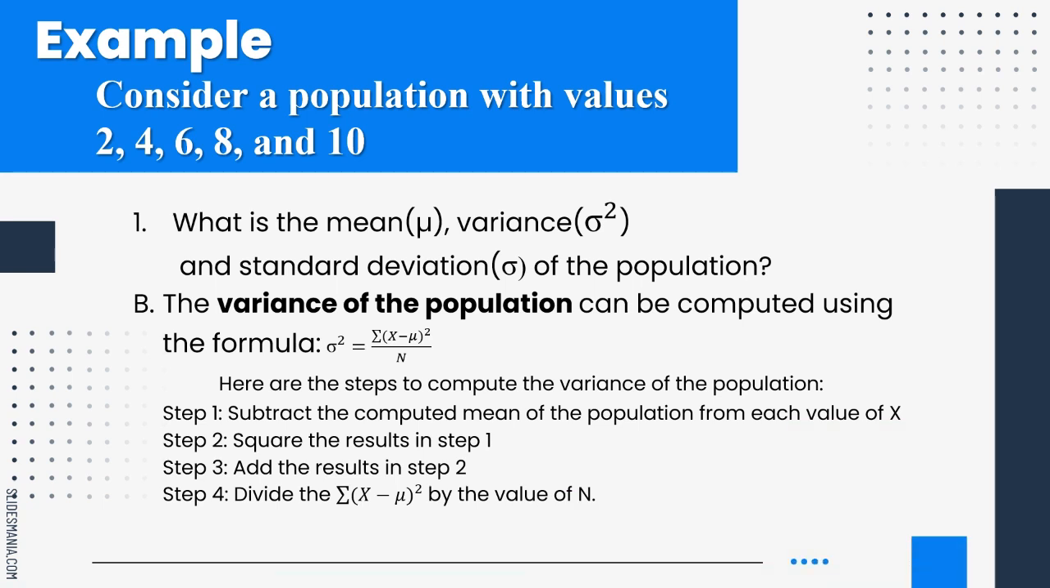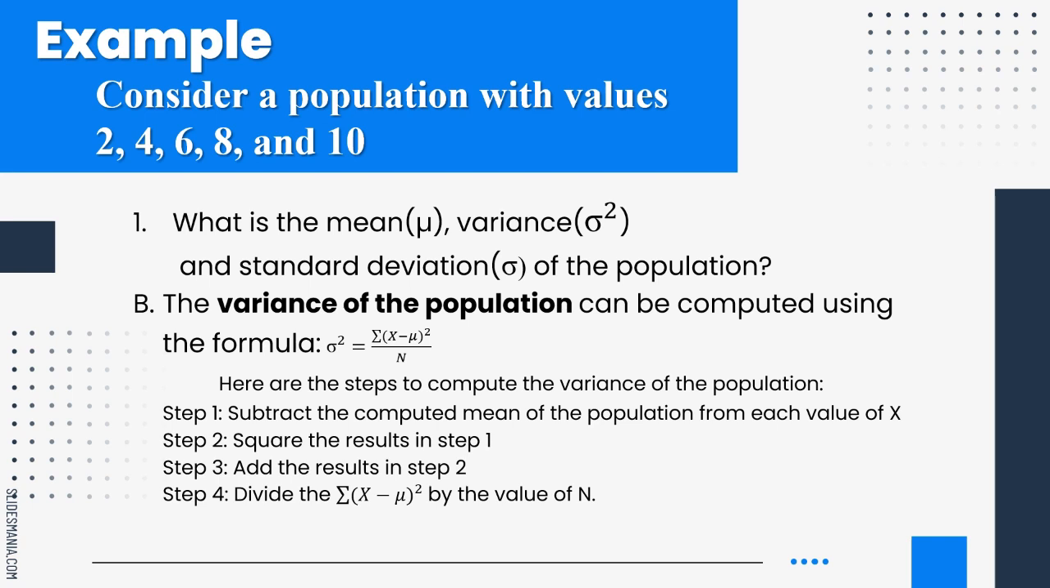For the variance of the population, it can be computed using the formula sigma squared is equal to summation of the quantity of x minus mu squared all over n. Here are the steps to compute the variance of the population. Step 1.